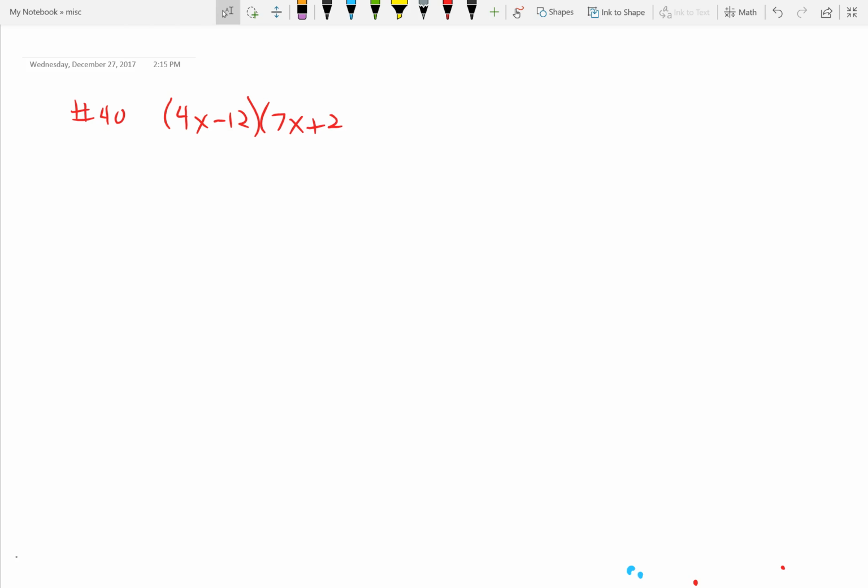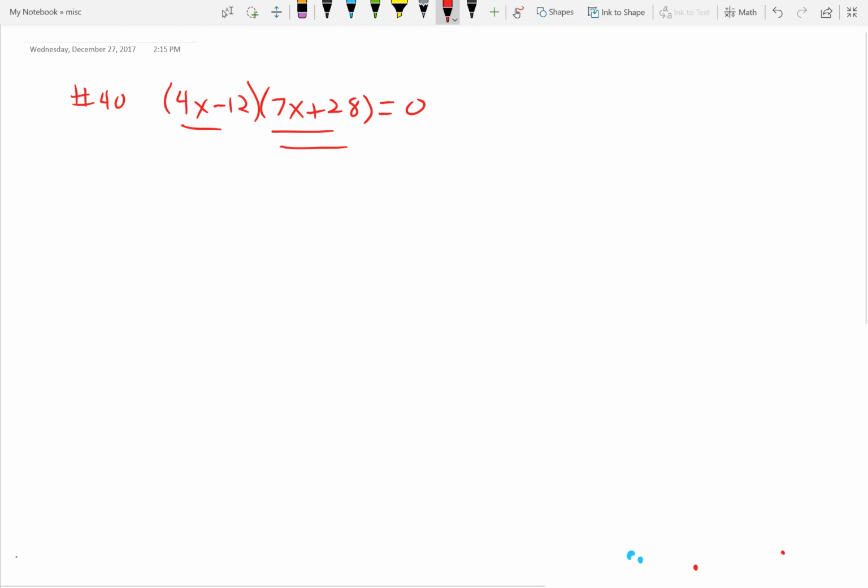This is using what's called the zero product property. You have these two factors multiplied together and set equal to 0, so one of them must equal 0, so you set them equal to 0 individually. 4x minus 12 equals 0, or separately 7x plus 28 equals 0. You can solve both of these individually.